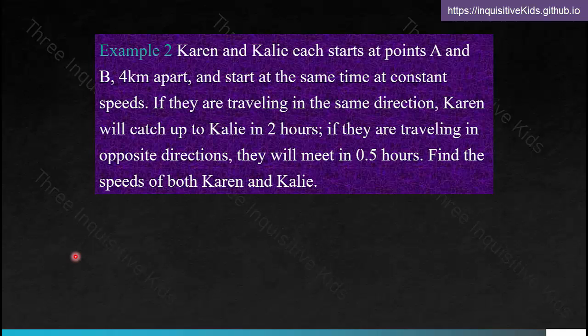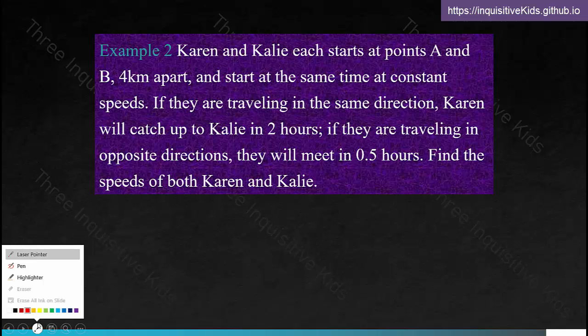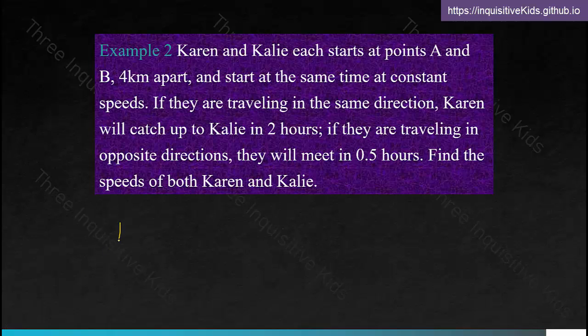Example 2. Karen and Kaylee each start at points A and B, 4 kilometers apart, and start at the same time at constant speed. If they're traveling in the same direction, so just to give you a sense right here, when solving itinerary problems, they're not always solved with systems of equations, so I'm sure you can visualize this. But it's always a good skill to make a sketch to remind yourself. In lots of math competitions like Math Olympiad or MathCounts, they're going to give you itinerary problems.